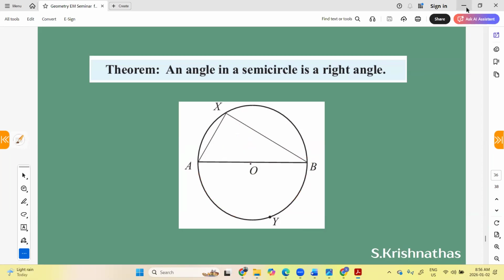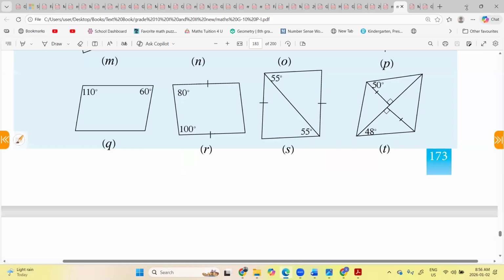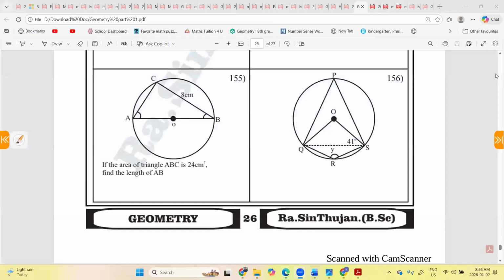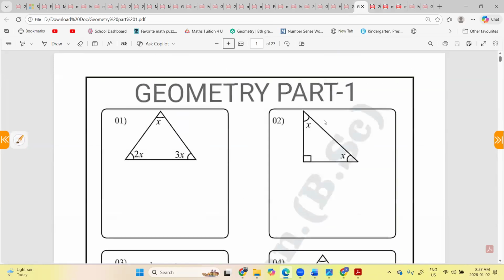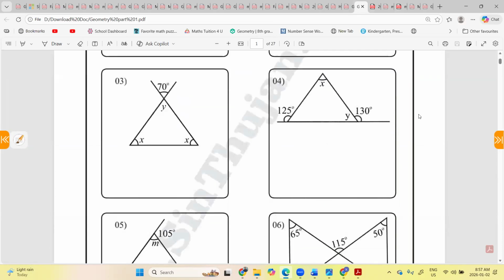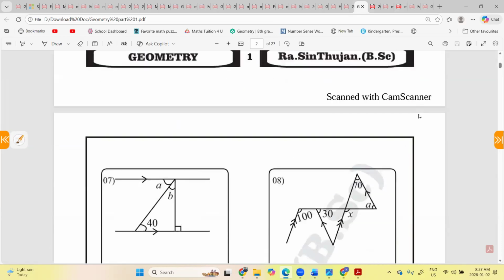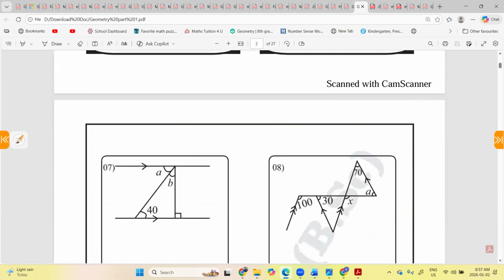Now, students, some questions. We learned this now. These are some worksheets for geometry, grade 10 geometry. Okay. So, right, this question.